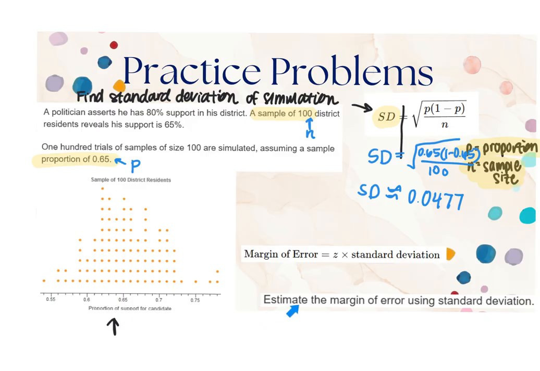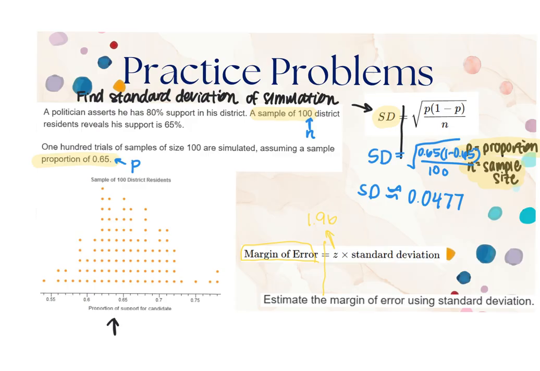Now, the question says, estimate the margin of error using that standard deviation. And so to do that, our following step after we find our standard deviation is to plug it into that margin of error formula, right? Because that is what we're looking for. And remember, our Z is always going to be 1.96. Okay, don't forget 1.96.